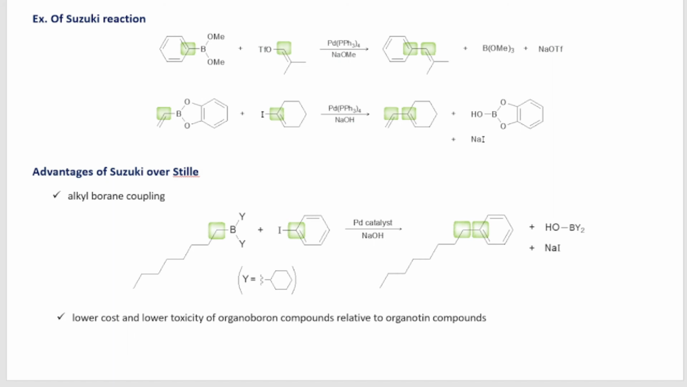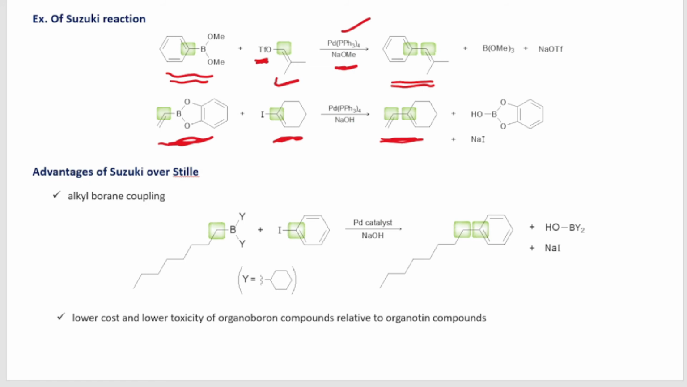So some examples of the Suzuki reaction I have shown here. Your organoborane ester will react with this vinyl having an OTf leaving group in the presence of palladium tetrakis and sodium methoxide. It will give you this styrene derivative. And here your vinyl part is reacting with another vinyl part. It is giving you a conjugated diene.